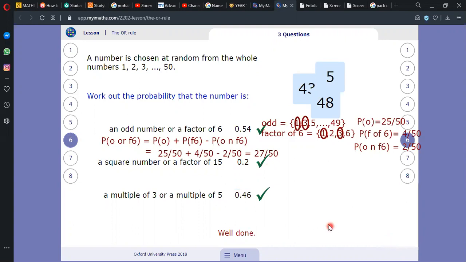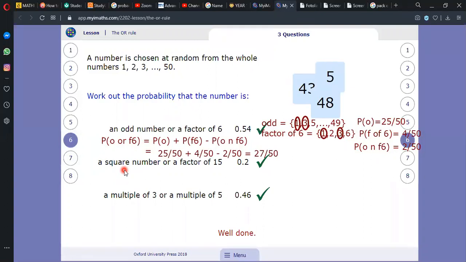All correct, well done. So I hope you know that if you are wondering what happened in the second one, please take note. When you are listing your outcomes for square numbers, 1 is also a square number. Most of us usually forget about 1 being a square number. A square number is just a number that is a perfect square. 1 squared is 1, 2 squared is 4, 3 squared is 9. So you have 1, 4, 9, 16, 25, 36, 49 as your square numbers. Remember, we want them to be chosen from the whole numbers 1 to 50. So that's why I stopped at 49.